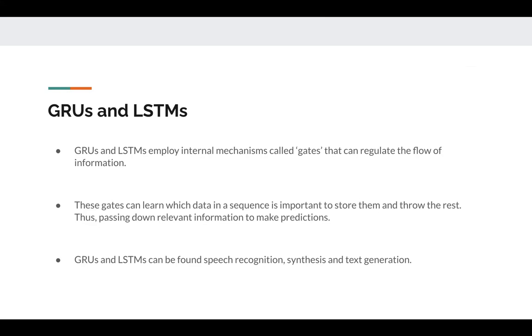These gates can learn which data in the sequence is important to store and which to throw away, thus passing on only the relevant information down the pass to make predictions. And this becomes hugely advantageous when we are dealing with long sequences, like long text, speech, and time series information. GRUs and LSTMs are used in all of these wherever we can find sequences. The next big question is how they are doing it. We are saying that only the gates are changing, and how they are changing the gates, and how those changes improve on the drawbacks we had from RNNs.